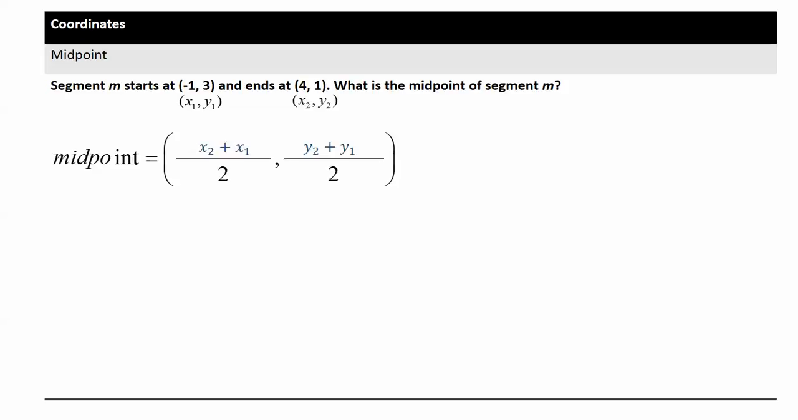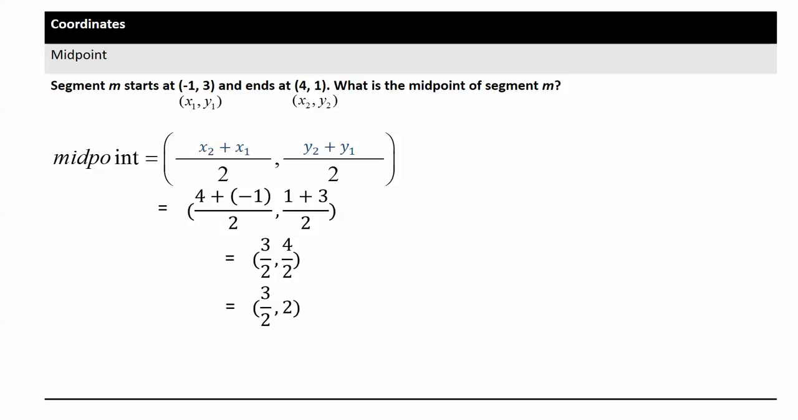So because midpoint is x2 plus x1 over 2 and y2 plus y1 over 2, we'll find that our midpoint is going to equal 4 plus -1 over 2, comma, 1 plus 3 over 2, which is going to simplify. 4 plus -1 is 3 over 2, and 1 plus 3 is 4 over 2. All right. Simplifying further, I think that 3 halves cannot be simplified, but 4 halves, 4 divided by 2, is 2. So our final midpoint is going to be 3 halves, 2.